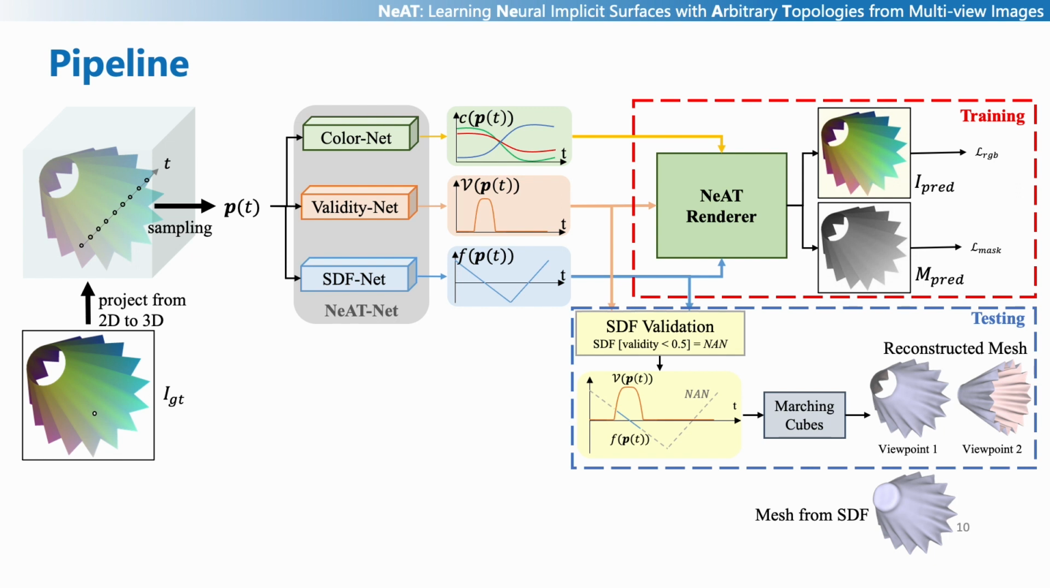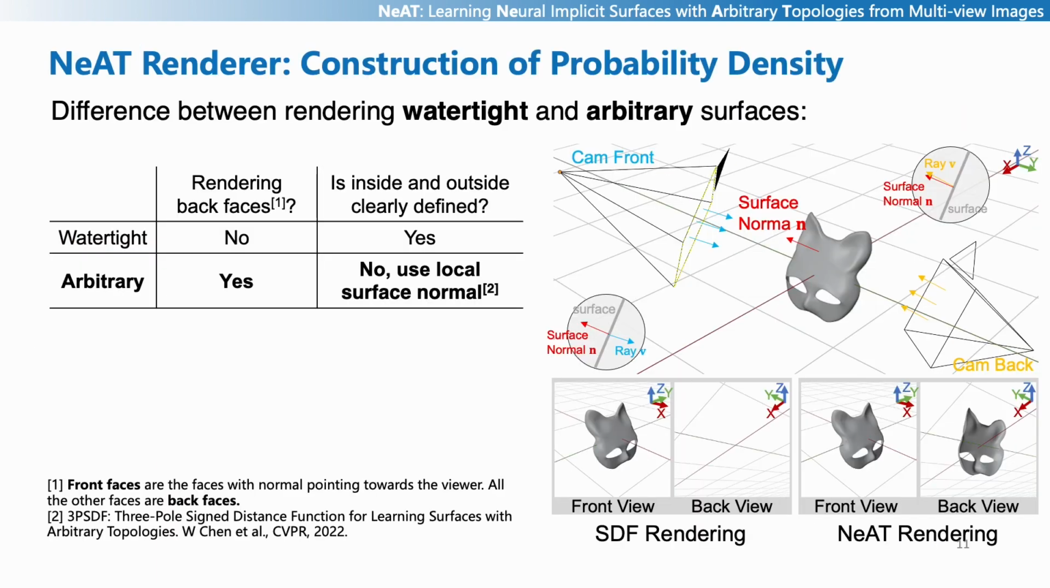To introduce the detailed design of the NeAT renderer, we start from introducing the difference between rendering watertight and open surfaces. The first difference is the rendering of back faces. Conventional SDF-based approaches do not consider the back faces, but this approach will result in empty renderings in the back cameras. To address this issue, we render each point with re-intersection.